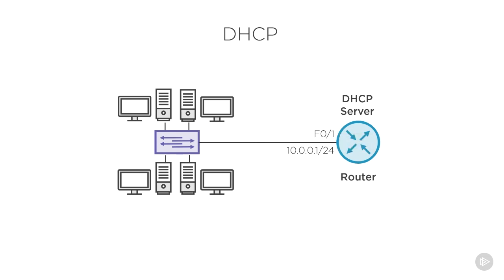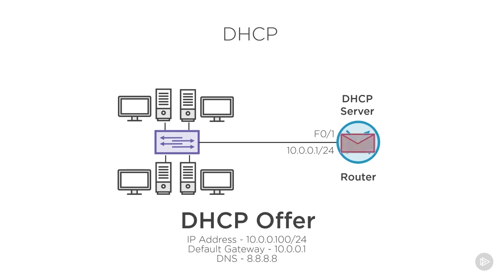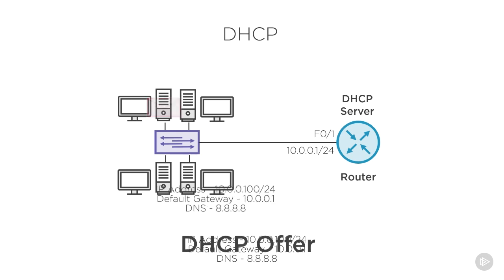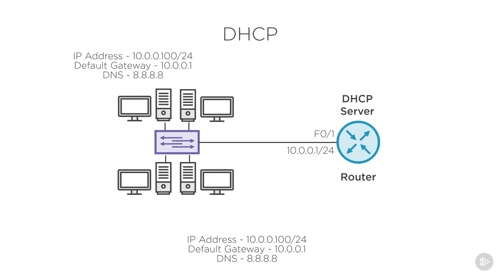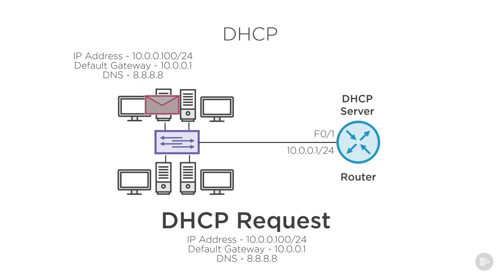Our DHCP server will see that discover message, and what it does then is it creates something called a DHCP offer. It looks up in the configuration of the server, finds out what address is available to hand out to the workstation, and then hands to the workstation the IP address, the subnet mask, the default gateway, and the DNS server. So now the workstation has this DHCP offer, and it's going to respond with a DHCP request.